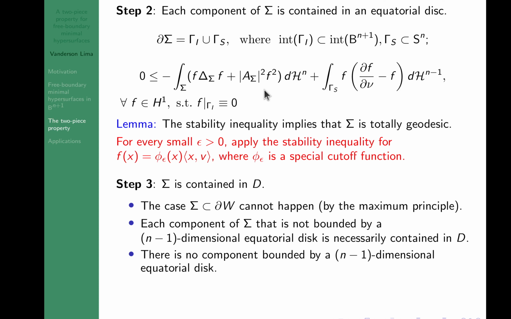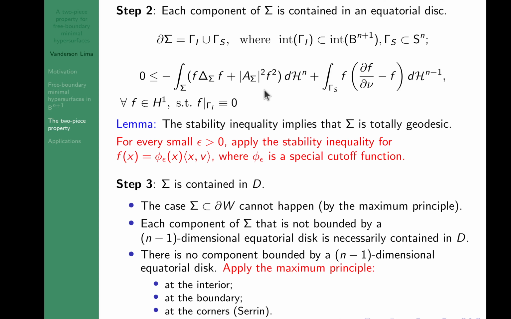For that, I need three versions of the maximum principle. I need the maximum principle at the interior, the maximum principle at the boundary, and the maximum principle at the coordinates. Remember that my free boundary surface has coordinates. And there is actually a version available for the maximum principle on the coordinates by Serrin.